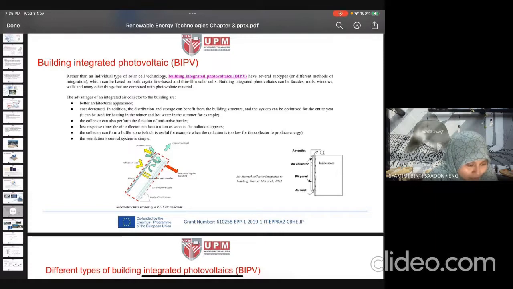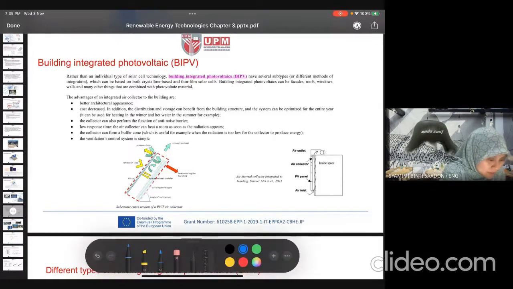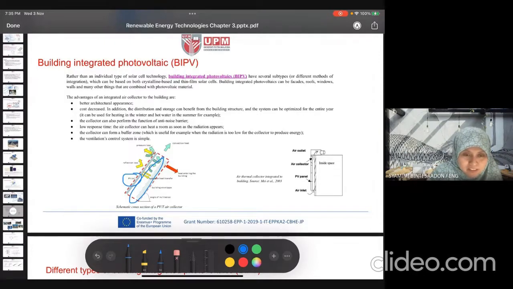So we have the PV cell. Here we have a PV cell instead of just a glazing window. But the process is the same. We have the radiation from the sun from the outside; some portion will be reflected and some will be transmitted into the air gap here, the air collector. So there will be some heat produced and transformed.